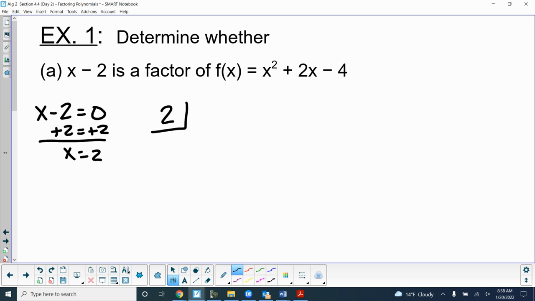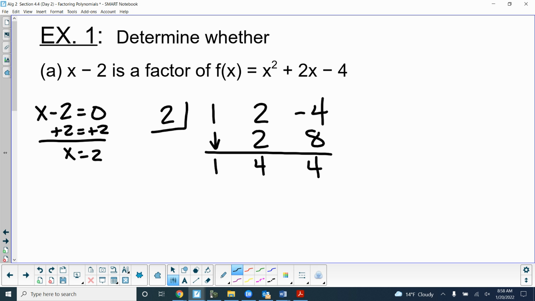No. Some of you forgot on the quiz last Thursday to add a 0 on whichever form you had. 1 for the x squared, 2 for the x, negative 4 for the constant. Drop down our 1. 2 times 1 is 2. 2 plus 2 is 4. 2 times 4 is 8. Negative 4 plus 8 is 4. That's my remainder. Is x minus 2 a factor of that? Yes or no?